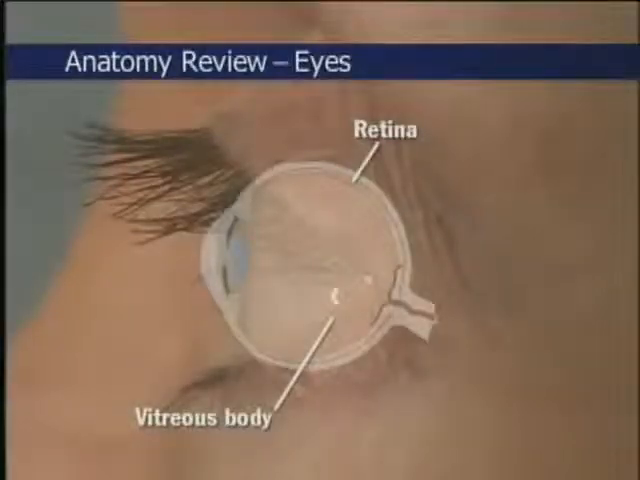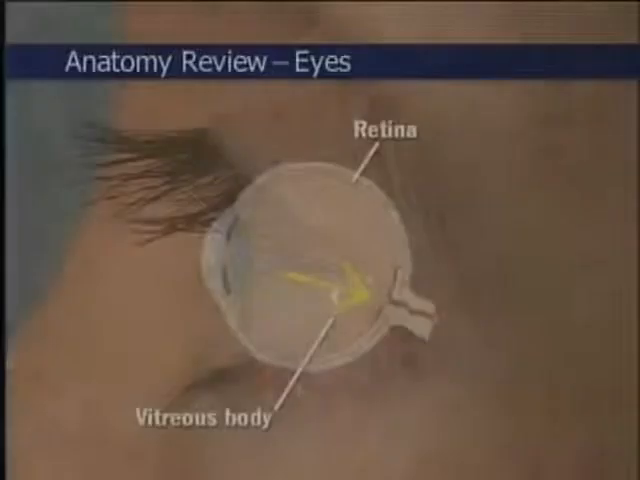To examine the fundus, light must pass through the pupil, lens, and vitreous body to reach the optic disc, retina and retinal vessels, macula, and fovea.